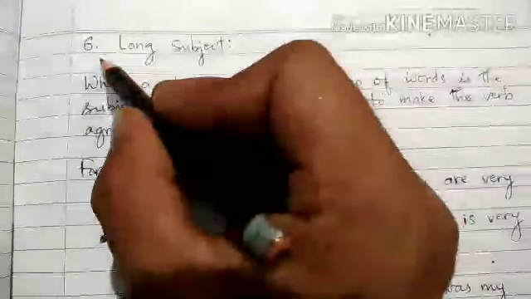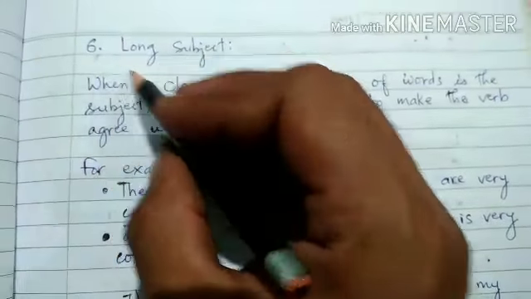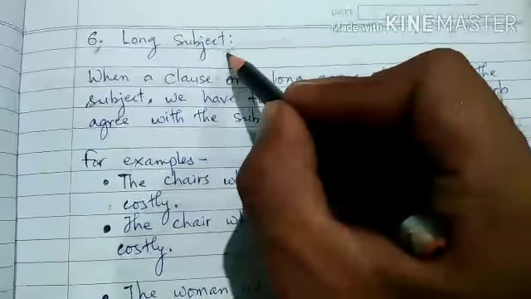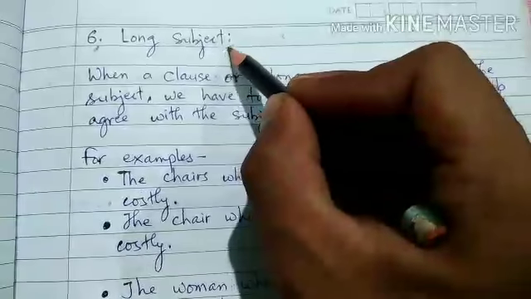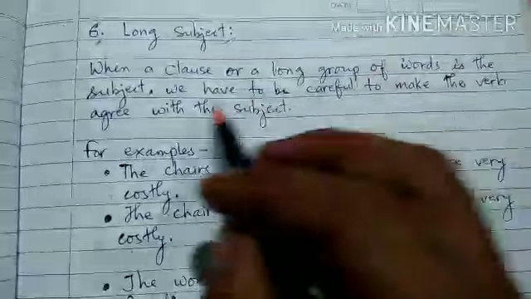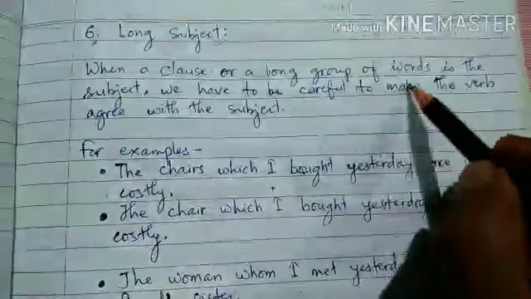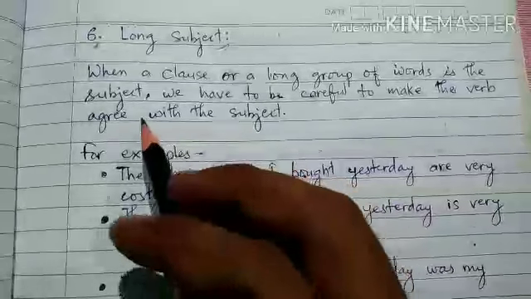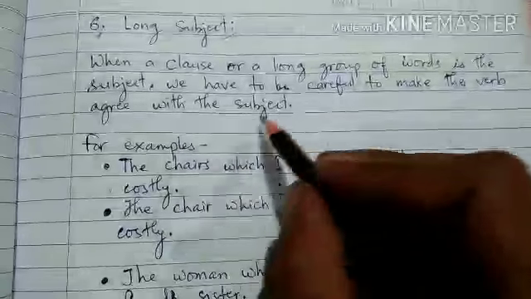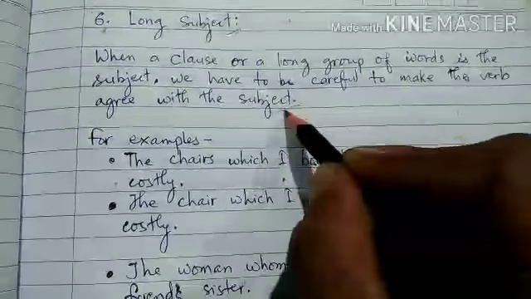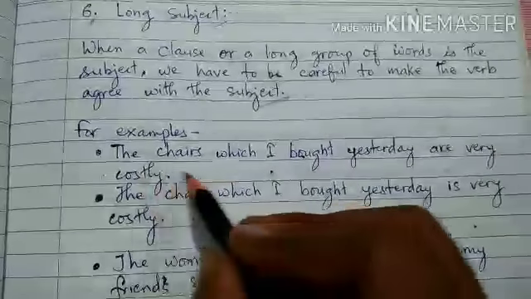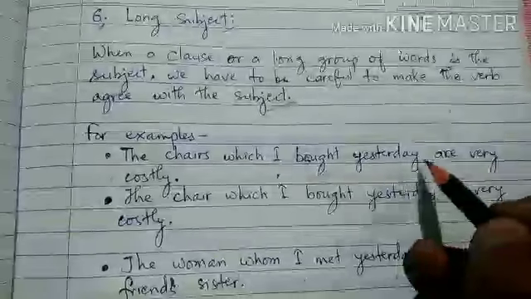Now another concept here. This is also one of the most important concepts to get clear. Now see, long subject. Sometimes the subject is very long, that includes clauses, that includes phrases. Okay, so in that case we have to be very careful. When a clause or a long group of words is the subject, we have to be very careful to make the verb agree with the subject. तो उस समय हमें कौन सा verb use करना है उस subject के साथ, तो हमें बहुत ध्यान से देखना पड़ेगा. Understood?